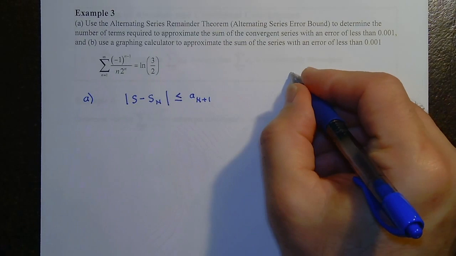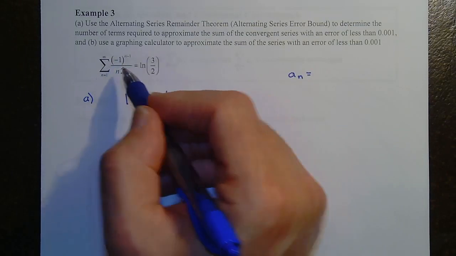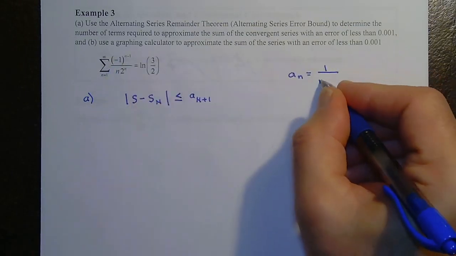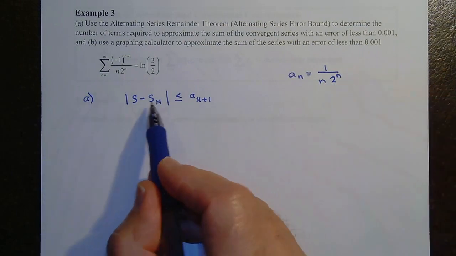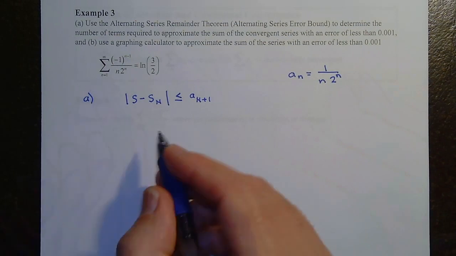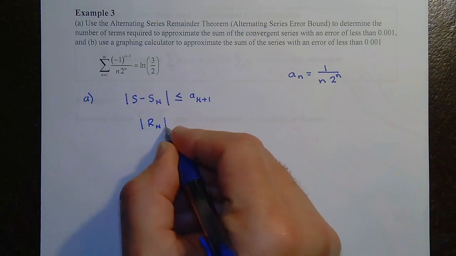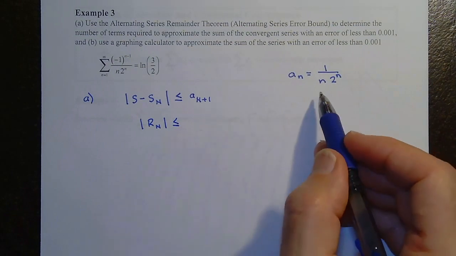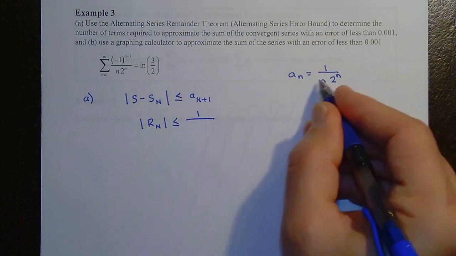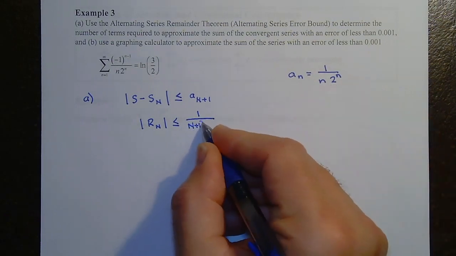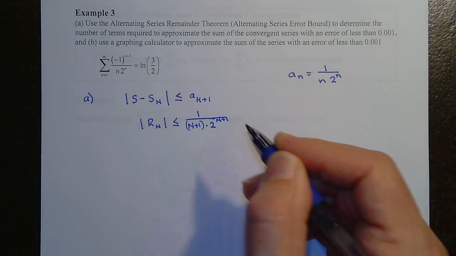Okay. So then we know that a sub n is equal to the absolute value of this. That would take this -1 out, and we'd be left with 1 over n times 2 to the n power. And this works because n is starting at 1 right here. This is called our remainder. All right, so the absolute value of our remainder is going to have to be less than or equal to the next unused one, which would become 1 over n plus 1 times 2 raised to the n plus 1 power.